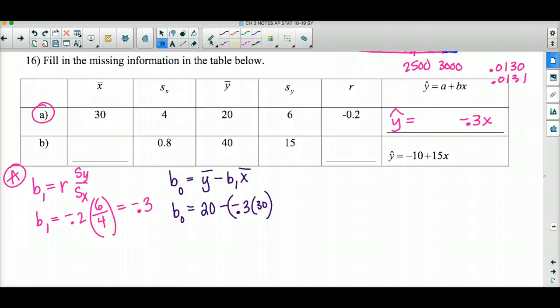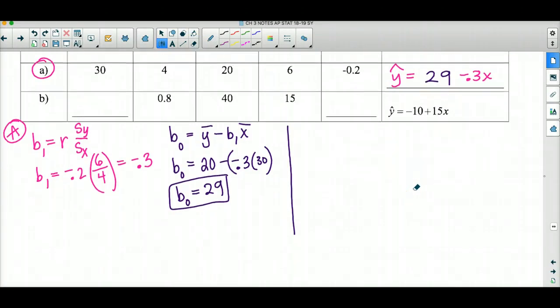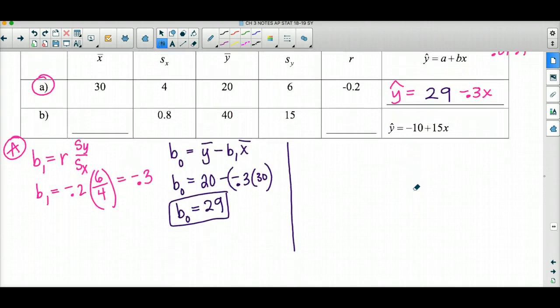And that gives me B naught is 29. So this is 29. Okay, now part B is a different problem. They give us different blanks that are missing. They gave us the y-intercept and the B naught. This is B naught. This is B sub 1. But we are missing R and we are missing X bar.